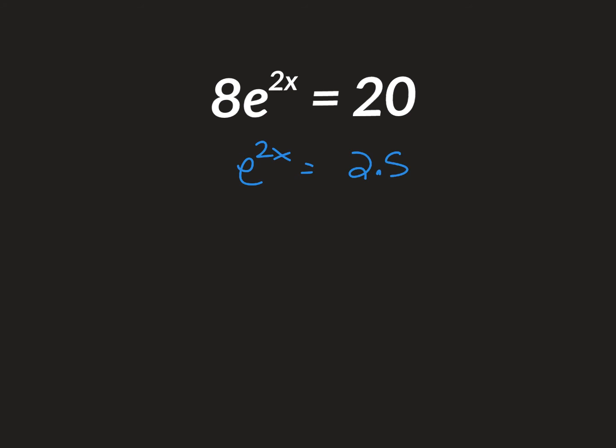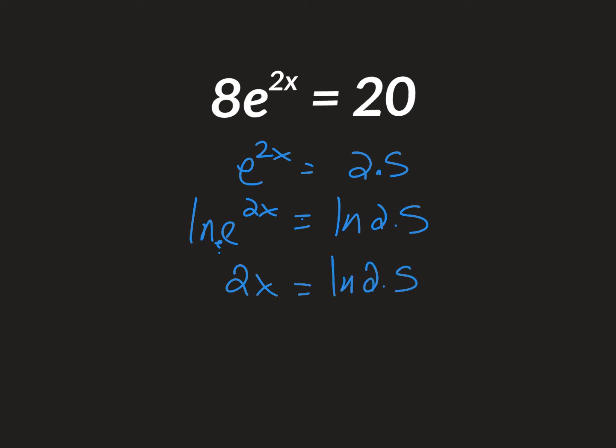Now, when you have an e with an exponent, you're always going to use natural log. No choice here. So I'm going to do natural log of e to the 2x equals natural log of 2.5. Now, the cool thing about natural log of e, because the base is e, remember from the other day, if the base is the same as that number, they cancel. So e to the 2x just equals 2x. That whole side just equals 2x, because of the e's.